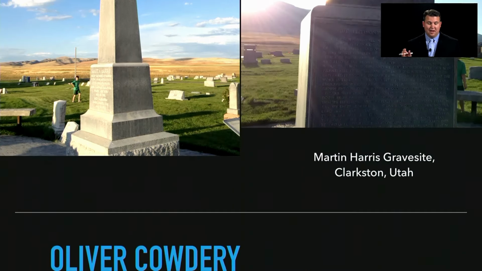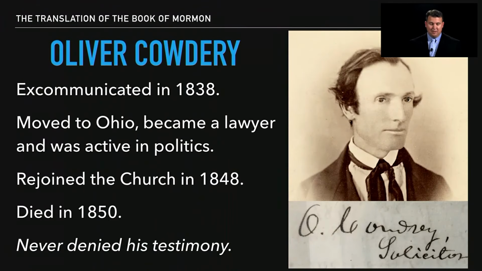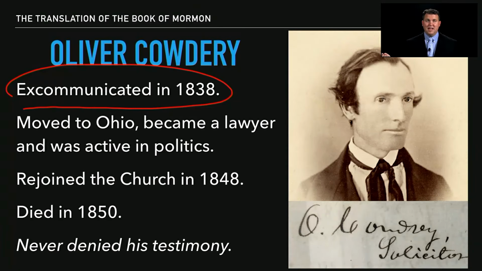Now, the second one is Oliver Cowdery. Oliver Cowdery, like Martin Harris, is excommunicated in 1838. Are you seeing a similar pattern here? There's a major apostasy that happens in 1838, and this is where we lose a lot of the early important witnesses of church history. Oliver Cowdery moves to Ohio, becomes a lawyer, becomes active in politics. As we mentioned earlier in the lecture, he rejoins the church in 1848.